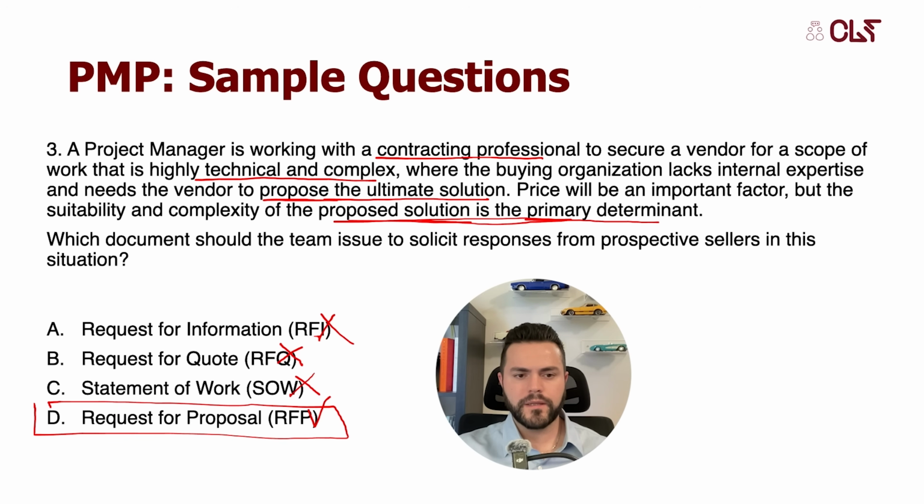We need to cross it out, and request for quote again. Price is important, but it is not the primary determinant. Price is an important factor, but the proposed solution is the primary determinant. So we need to go for RFP. D is the right answer, okay? A request for proposal.